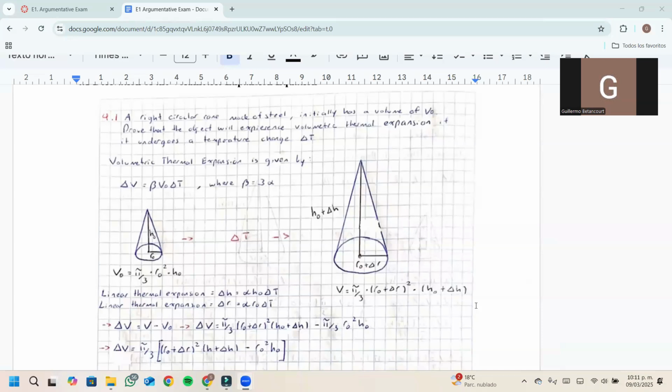For the fourth problem, we have a right circular cone made of steel that initially has a volume of V0, and we have to prove that the object will experience a volumetric thermal expansion after a delta of T. First, we have the volumetric thermal expansion, which is given by delta of volume is equal to initial volume times delta of temperature times the volumetric thermal expansion coefficient.